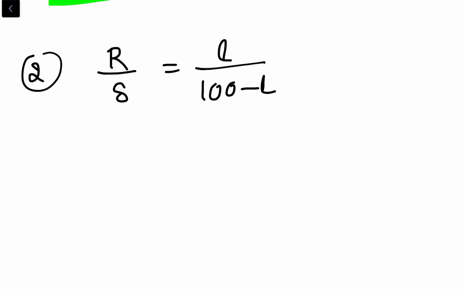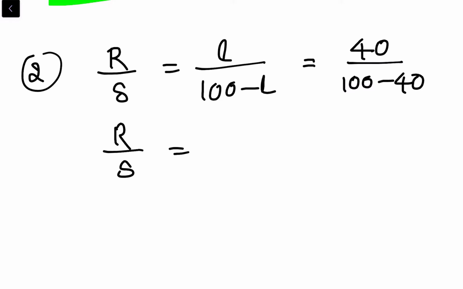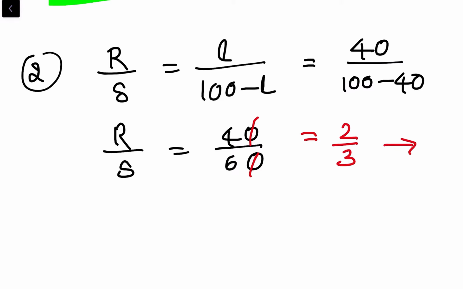First time let us take R by S equal to L by 100 minus L. It is a meter bridge, that is the length of the wire is 1 meter, that is 100 centimeters. That's why we take 100 minus L here. That is all theory. First time we got it at 40, then 100 minus 40. Therefore, R by S is equal to 40 by 60, and you can cancel, then you will get 2 by 3. So keep it on one side.